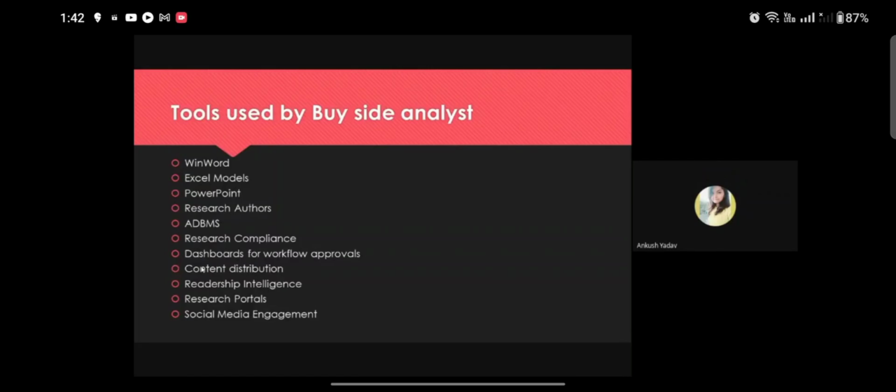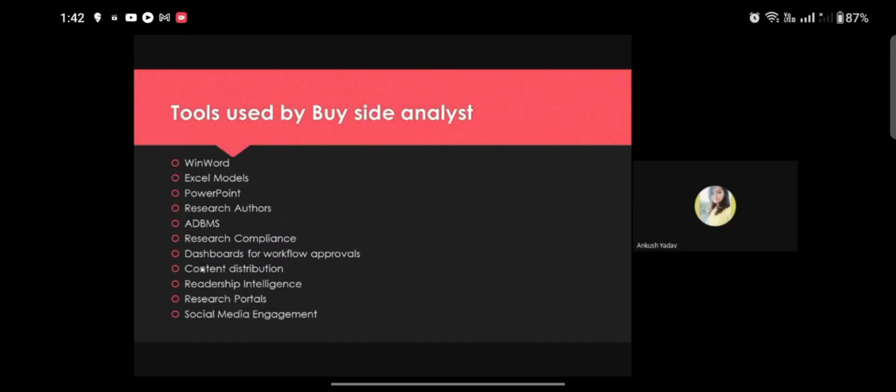Then the second tool is Excel models. It is the same as Microsoft Excel, only the add-in will be provided. Once you log in with your credentials and open the financial model which you want to upload, once you upload the model, all the data will go to the database for that particular stock. Then PowerPoint. In PowerPoint also there will be an add-in from which you can generate a PowerPoint report on a particular stock.